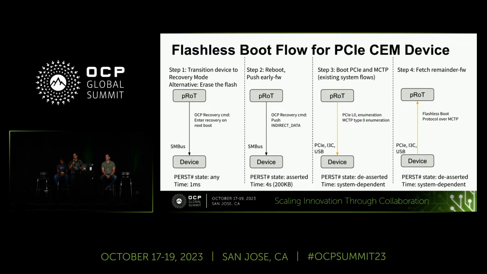From here, the platform can use the OCP recovery interface to push that early firmware, all while keeping PERST asserted so that you don't have any dependencies on PCIe link training. In the third step, PERST gets deasserted, the early firmware is already loaded, and now the PCIe and MCTP fabrics can be initialized and enumerated. And from there, those fabrics can be used to fetch the remainder of the firmware. Now, once the remainder of the firmware is loaded, the device is functional.